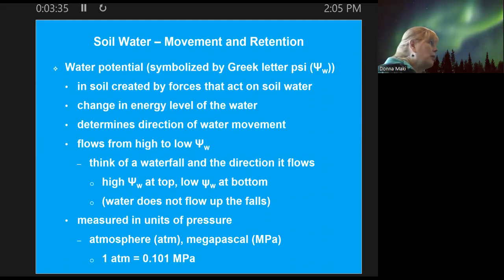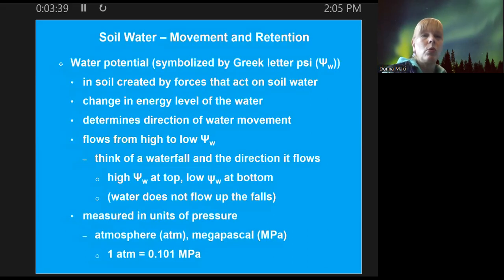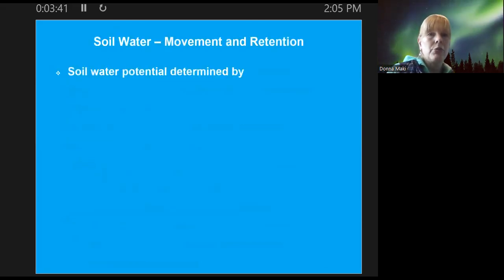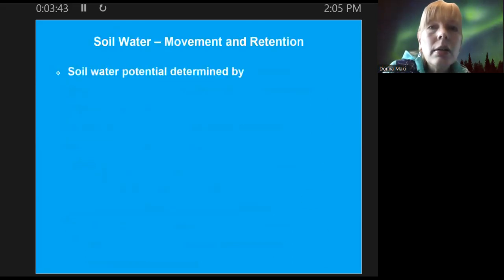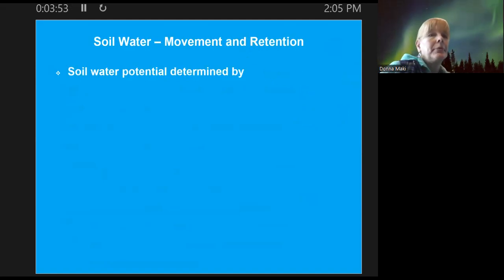All right, so water potential, when you think about water moving through, not quite sure why it's doing that. Okay.